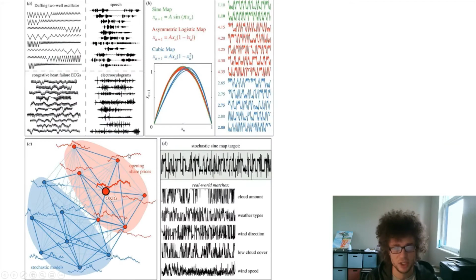Essentially these are fundamental time series methods, and they talk more about this stochastic sine map target, which is just another method, but it actually matches a lot of the data that we see in real world meteorology and wind speed predictions. So what this paper was trying to say is that there are these fundamental time series methods, and a lot of time series methods have been proposed that actually match up with different real world targets.